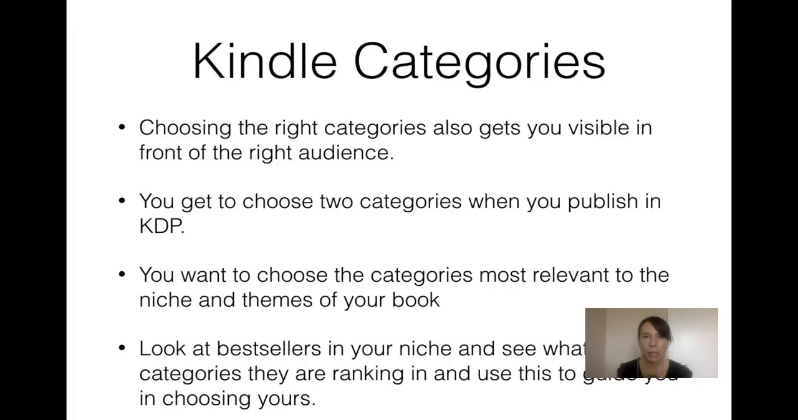When it comes to Kindle categories, choosing the right categories also gets you visible in front of the right audience. So you get to choose two categories when you publish in KDP. You want to choose the categories most relevant to the niche and themes of your books. So the best thing to do is look at the best sellers in your niche and see what categories they're ranking in, and use this to guide you in choosing yours. So let's go over to the Amazon.com store and I'll walk you through this.